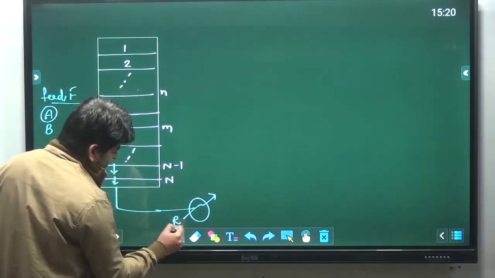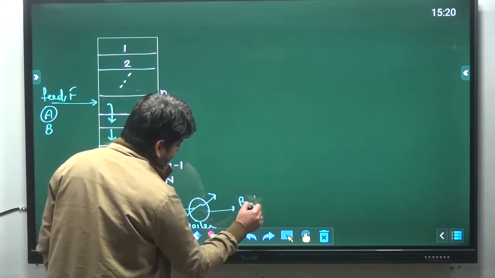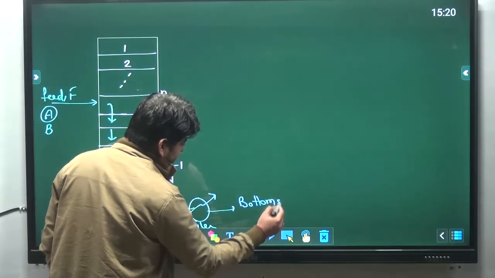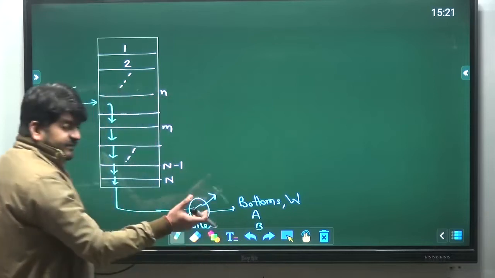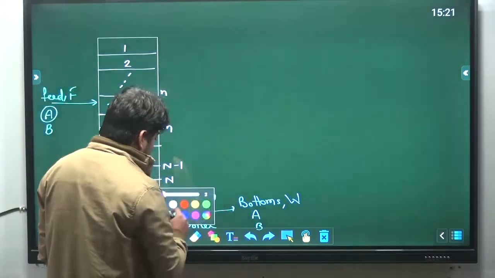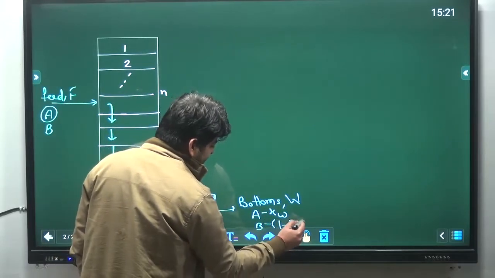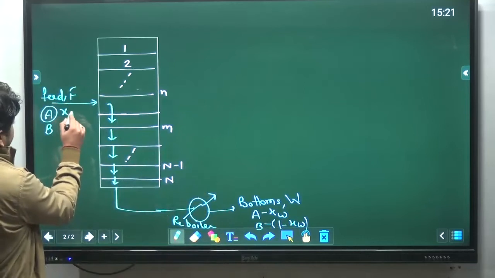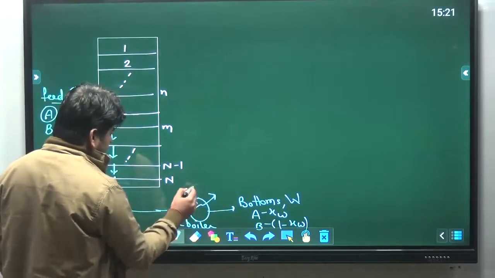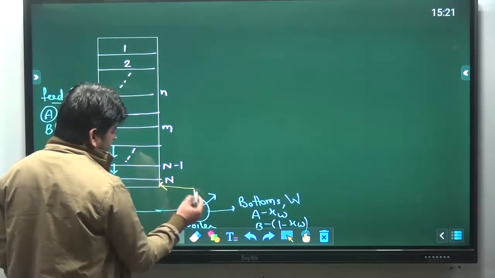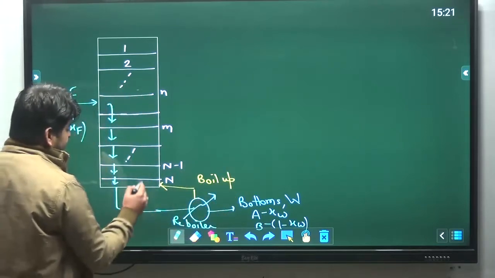This is the reboiler. Here we are supposed to get the bottom product, also known as bottoms. W will have A and B both, but B will be in large amount, and here the mole fraction of A is, let's say, XW. So for B it will be 1 minus XW, as you know. Here it is XF, so for B it will be 1 minus XF. This is the boil-up stream going in the column.